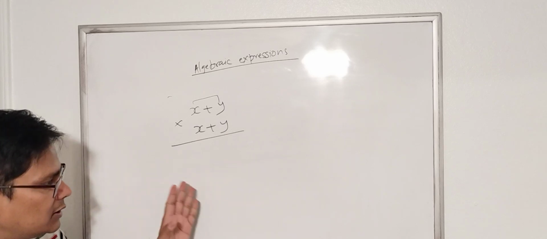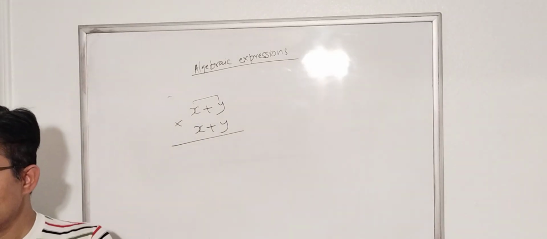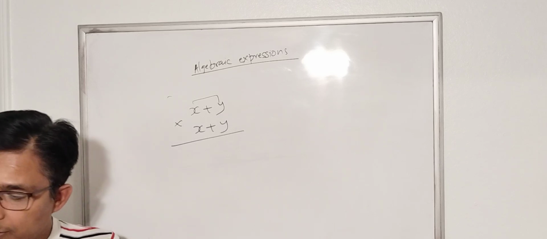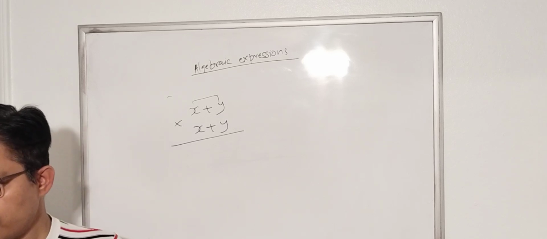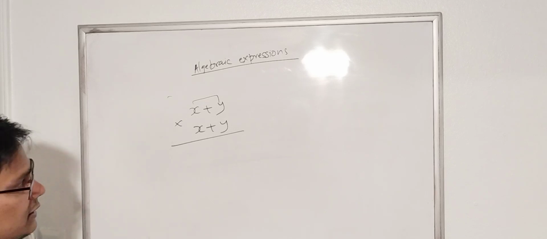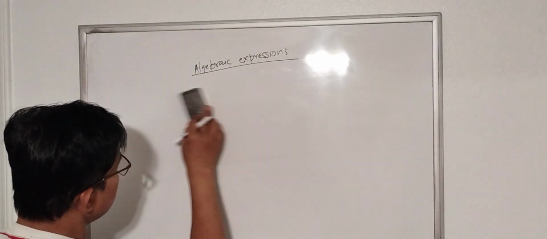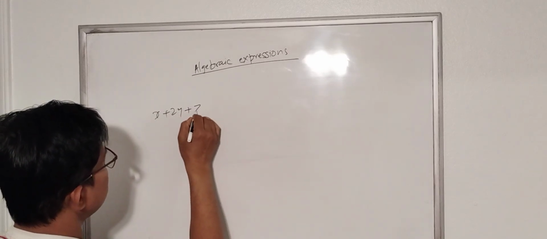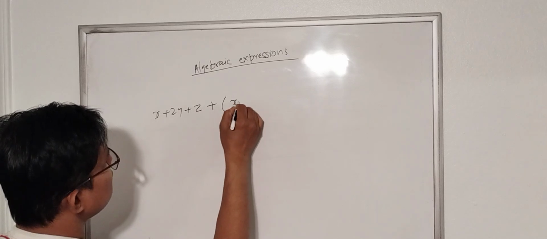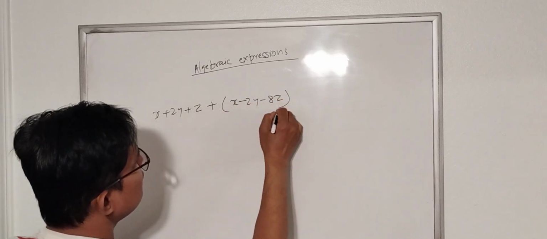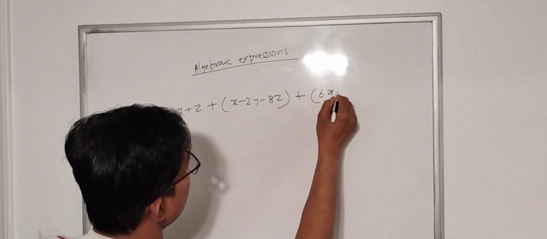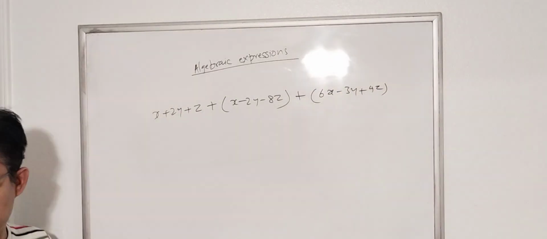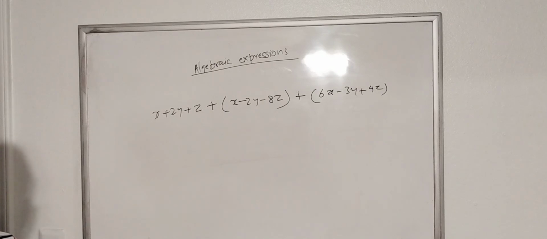And remember one more thing I did not teach you. If you have to sum or subtract, there could be more than two expressions. But the concept will remain the same. Let's take another example when you have more than 2: x plus 2y plus z, plus x minus 2y minus 8z, plus 6x minus 3y plus 4z. Here we have 3 terms. You have to use the same concept.